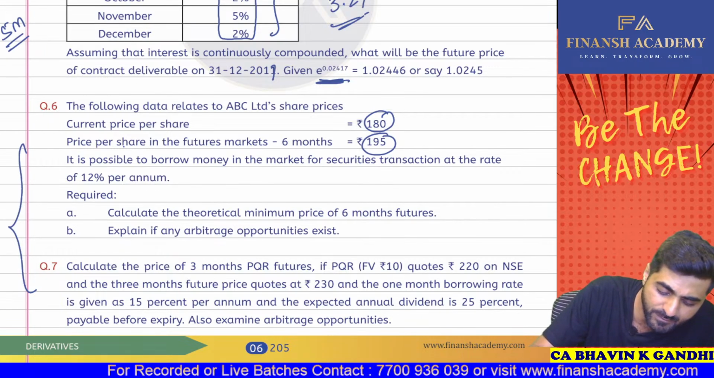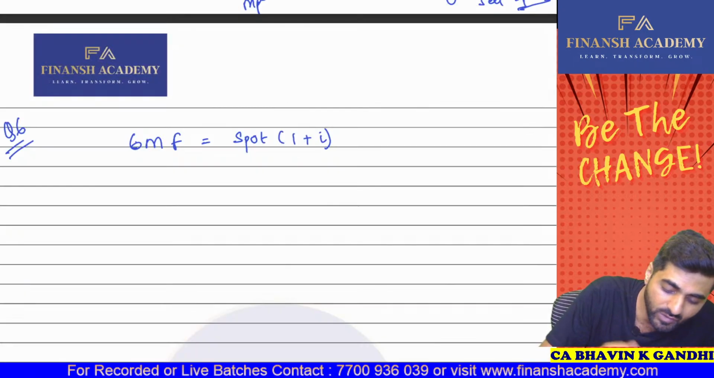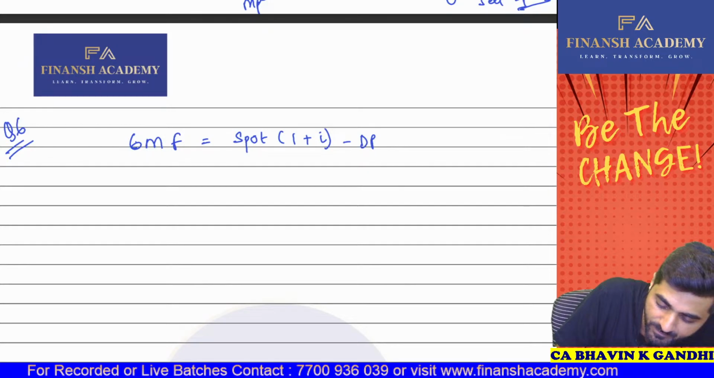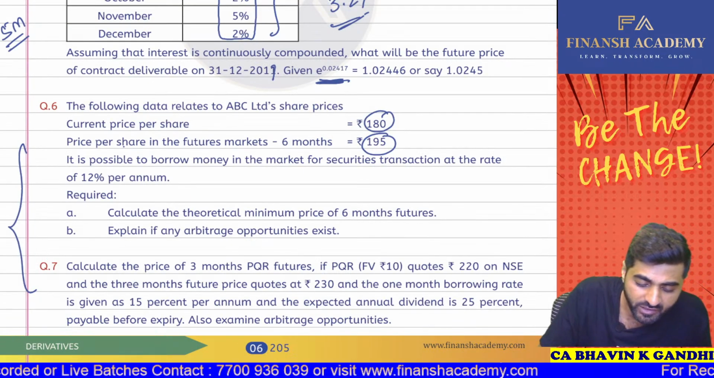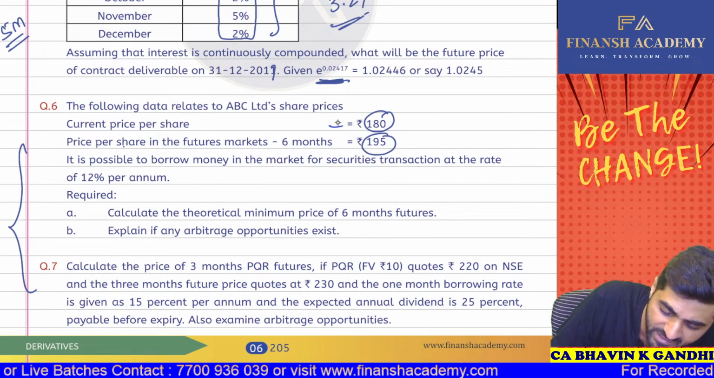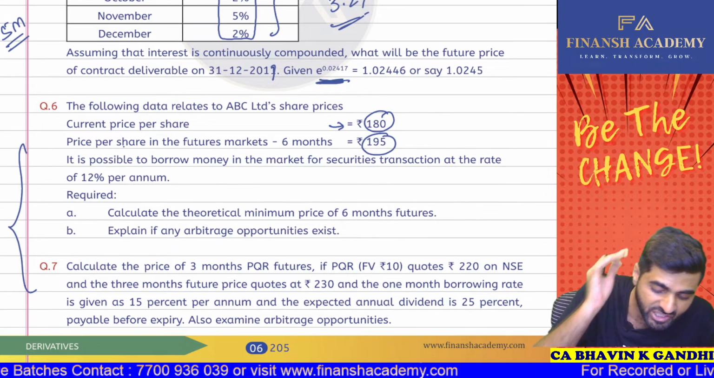And from this, we usually subtract dividend per share, which is also not there in this particular question. Now, my dear students, what's your spot? Can you see the current price per share is 180.